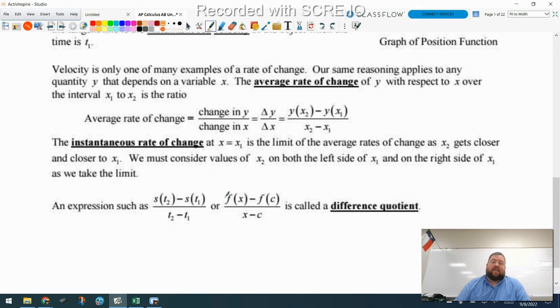Expressions like these are called difference quotients. Difference quotients are very important. There will be many times where you're asked to approximate an instantaneous rate of change, and the way you do that is by finding an average rate of change. And they'll say, show the computations that lead to your answer. What they want to see when they say that is a difference quotient. We'll talk about that more when we start looking at free response questions.